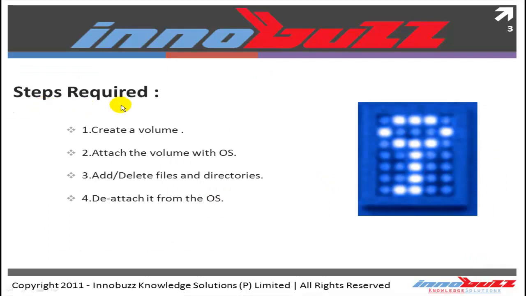Now the steps required for encrypting are the same as for encrypting files using a virtual disk. First, we will create the volume. In this case, the volume would be the whole disk drive. Second, we will attach the volume to the operating system. Third, we will do our required operations, that is, adding or deleting files or folders securely. Fourth, finally we will unplug the volume from the operating system so that no one else can see or modify our data in the disk.